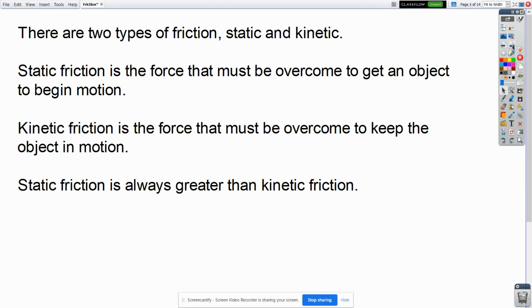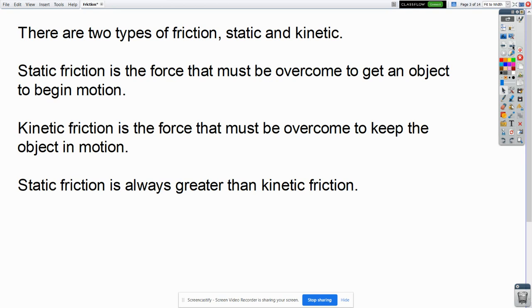There are two types of friction, static and kinetic. Static friction is the force that has to be overcome in order to get an object moving. So when it's stationary, it has static friction. Kinetic friction is the friction that you have to overcome in order to keep the object moving. Once it's moving, in order to keep it moving, you have to overcome kinetic friction. Static friction is always greater than kinetic friction.